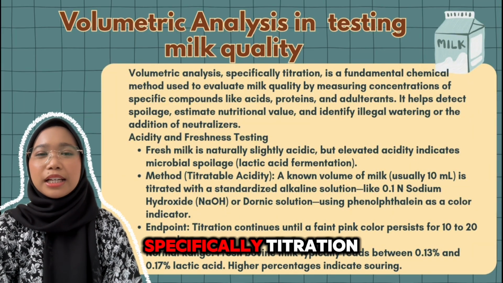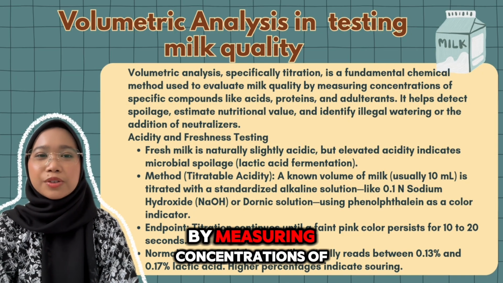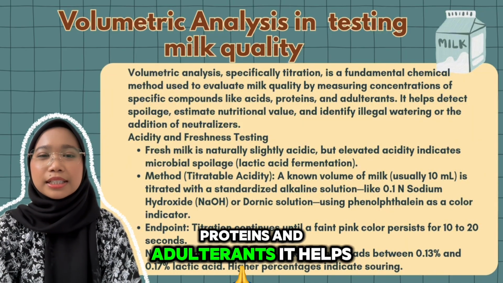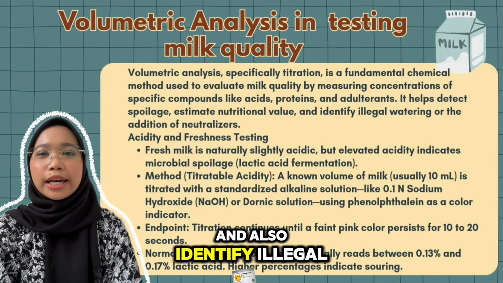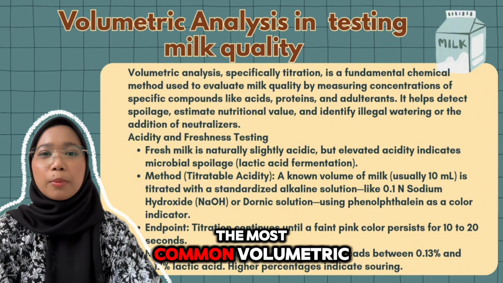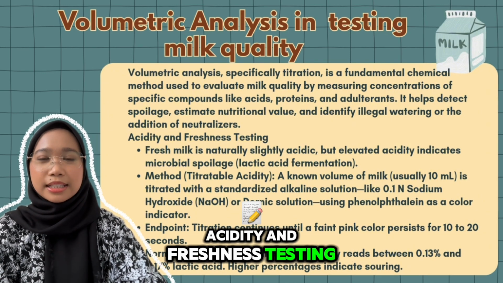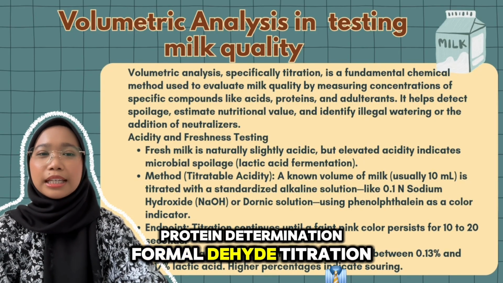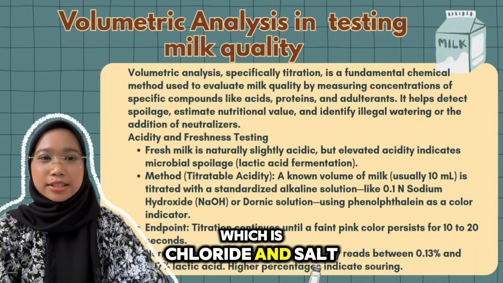Volumetric analysis in testing milk quality. Volumetric analysis, specifically titration, is a fundamental chemical method used to evaluate milk quality by measuring concentrations of specific compounds like acids, proteins, and adulterants. It helps detect spoilage, estimate nutritional value, and also identify illegal watering or the addition of neutralizers. The most common volumetric tests used in dairy analysis include acidity and freshness testing, detection of added neutralizer, protein determination, formaldehyde titration, and also detecting adulterants, which is chlorides and salt.